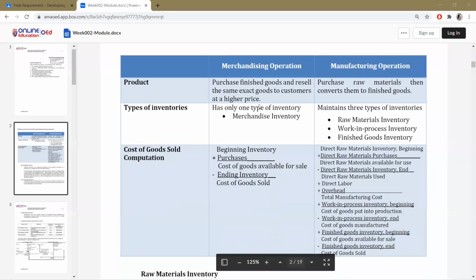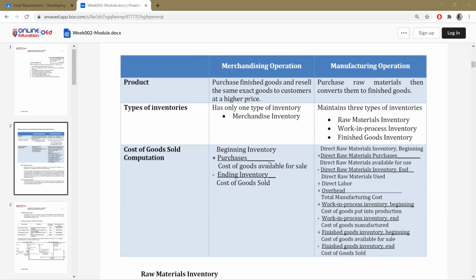So, the cost of goods sold computation. What are the differences between the two types of companies or operations in terms of computing the cost of goods sold? We know that when we were studying fundamentals of accounting theories and practice, or the fundamentals of accountancy, business and management subject, we learned the computation of the cost of goods sold.